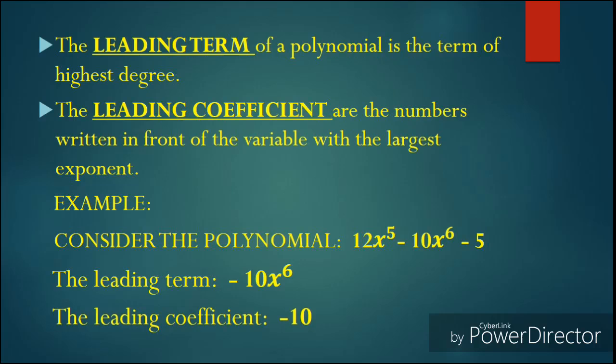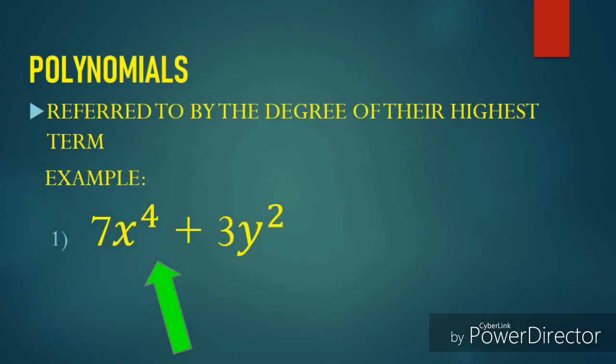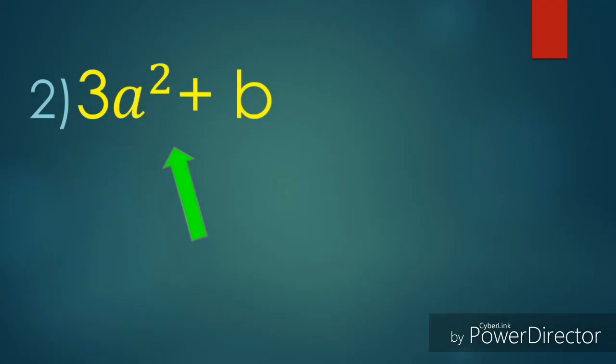Okay, so why do we care about the degree of terms? It is because polynomials are often referred to by the degree of their highest term. Example number 1, 7x raised to 4 plus 3y squared. Pag yung polynomial contains 4th-degree term but no higher term, then tinatawag natin tong 4th-degree polynomial. Example number 2, pag naman yung highest term is only 2nd-degree term, then tinatawag itong 2nd-degree polynomial.